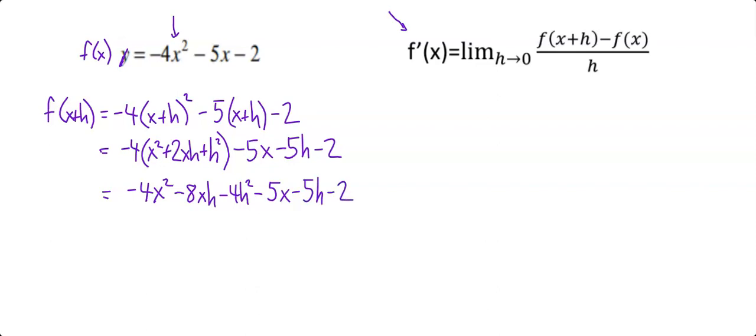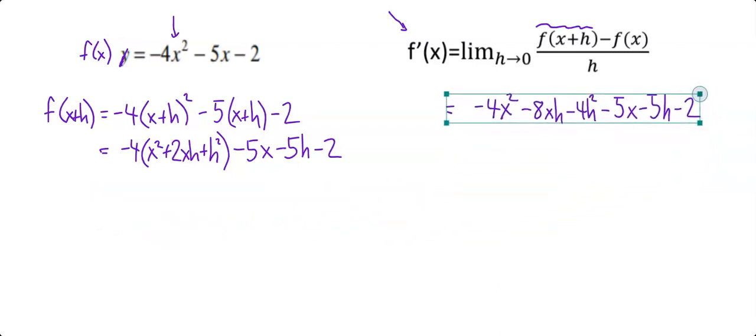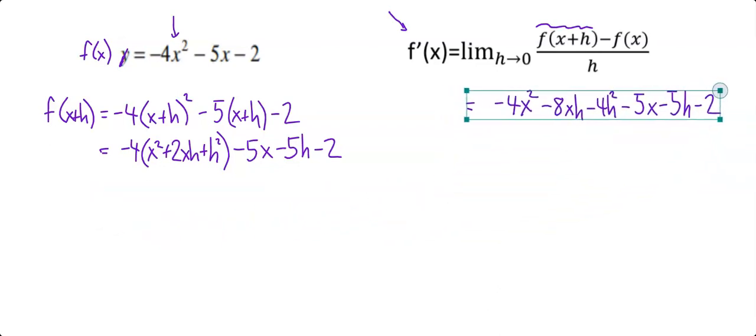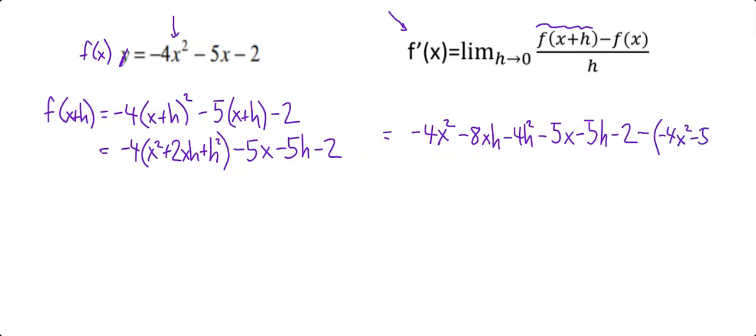So now we've got this first part done, and now I have to subtract off the f of x. So I'm going to move this over here to give me some room, and now I'm going to subtract off the original f of x: minus 4x squared minus 5x minus 2.